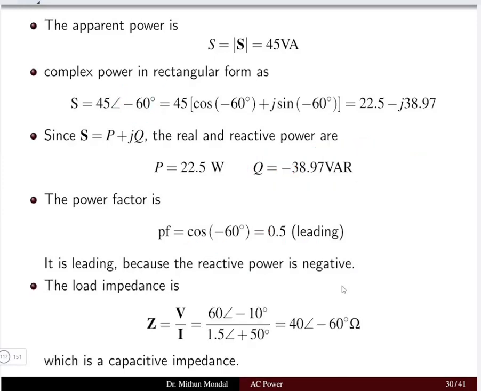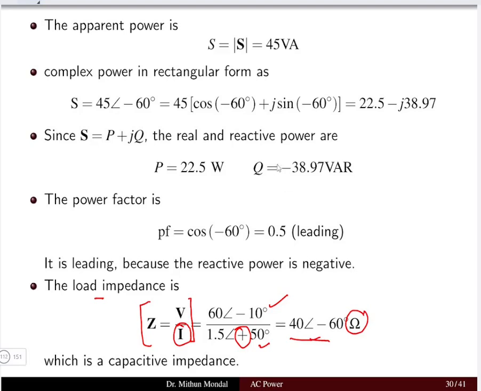Now we were asked to calculate the load impedance. Load impedance is basically the RMS voltage by the RMS current in phasor format. The voltage is 60 angle minus 10 degrees and the current is 1.5 angle plus 50 degrees. Note here we are not taking the conjugate of the current. Only in power do we take the conjugate. Then the impedance is 40 angle minus 60, and the unit is ohms.